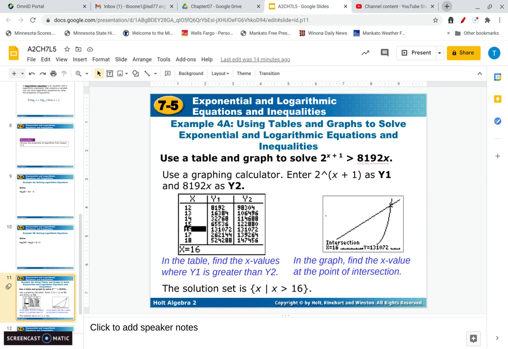Or you can put it on a table and scroll up and down and see when the first one is bigger than the second one. So, when x is greater than 16, 16 is when they're equal. So the first equation is bigger than the second once you get over 16. So there you go. So that's 7.5. There are some tricky ones in there.